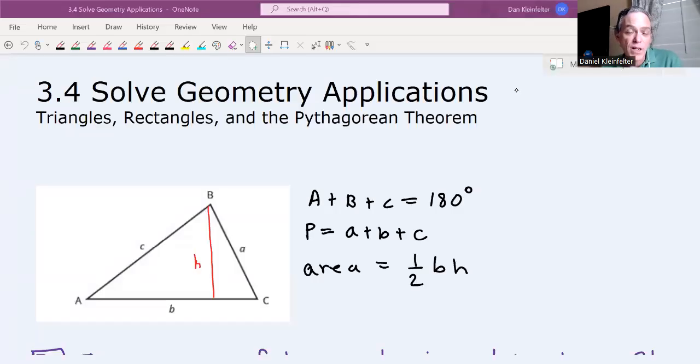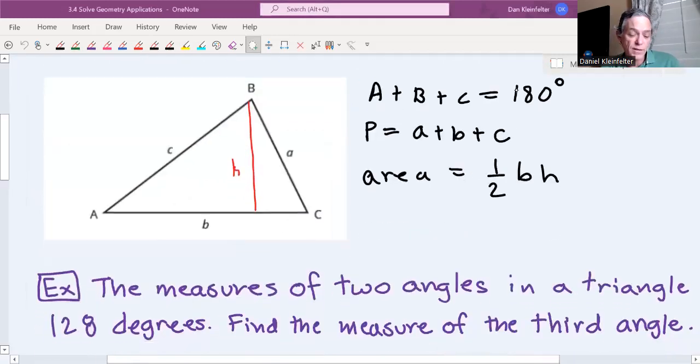Welcome back. In this video, we're going to go over section 3.4, which is about some applications of geometry. We're going to start with triangles, including the angles in a triangle and perimeter and area. So first of all, some labeling that we're going to use for a triangle.